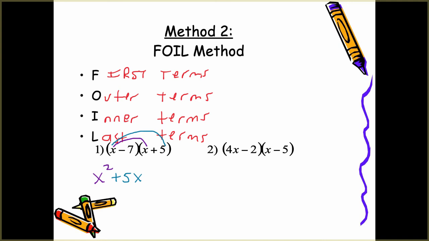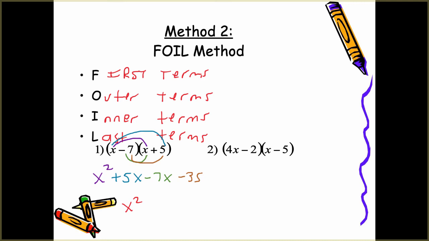Then we take the inside terms, which is the negative 7 times x. They're the ones that are in toward each other. This is negative 7x. And then we do the last terms in each binomial. The last terms in each binomial are negative 7 and 5. We multiply them together, and we get negative 35. Then we do just like we did on the previous slide. We combine any like terms we have, work from the highest degree to the lowest.